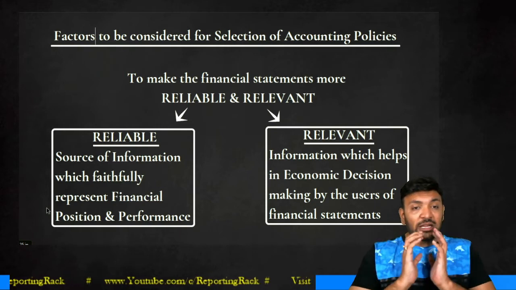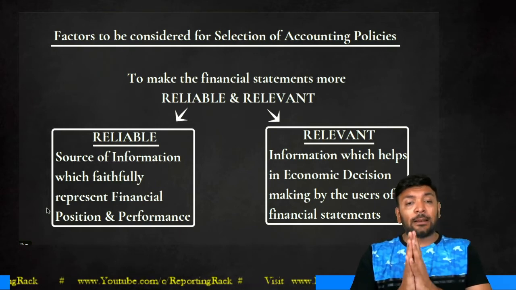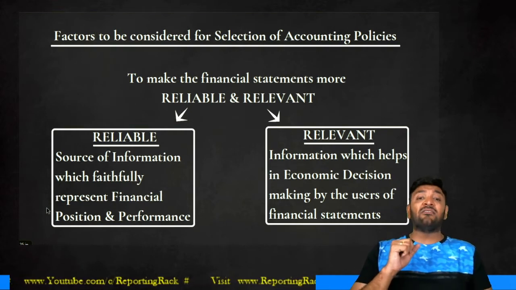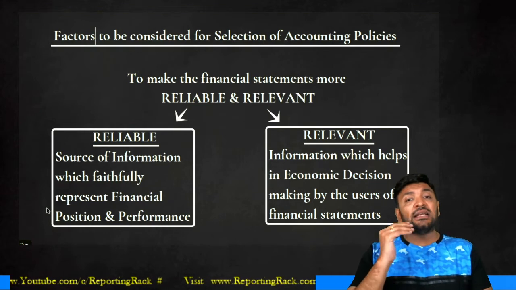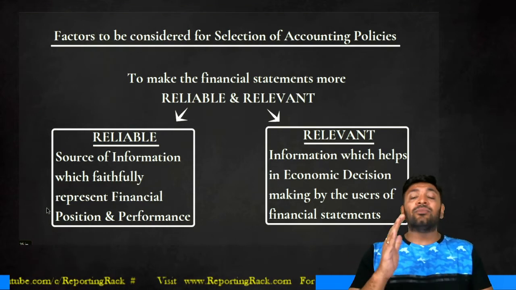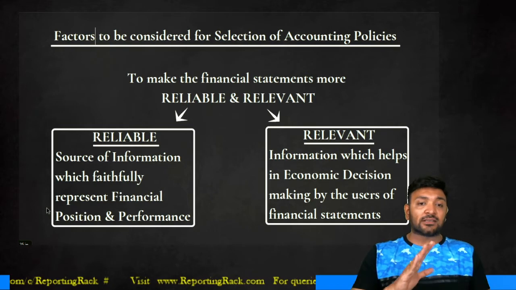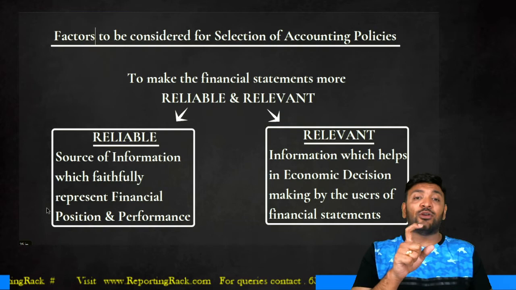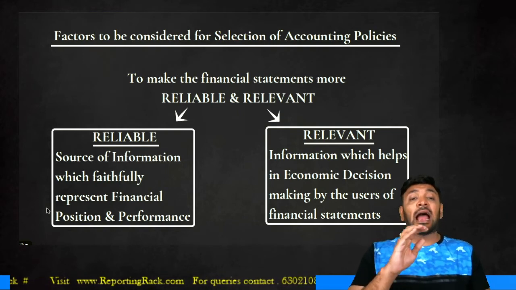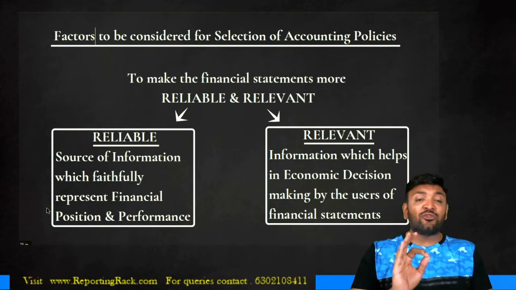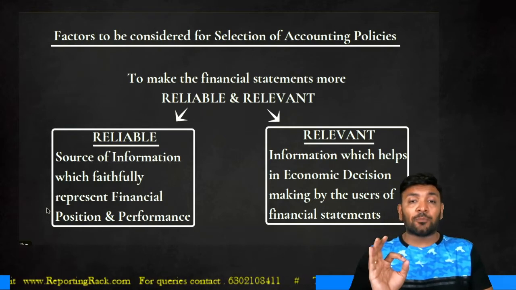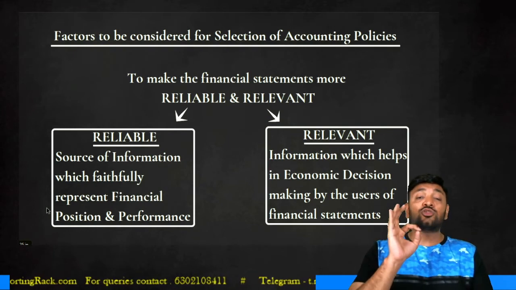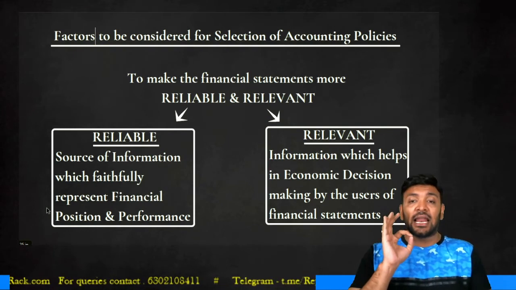That means the source of information which I have considered faithfully represents the financial position and performance of the enterprise. Like I told you, the inventory valuation. If the inventory value is changing significantly, then it is always better to go with FIFO basis, because FIFO gives you a better valuation of inventory under changing valuation terms. In such a case, I am presenting faithfully the financial position and financial performance only if the inventory is valued on FIFO basis. That is to make the financial statements more reliable.